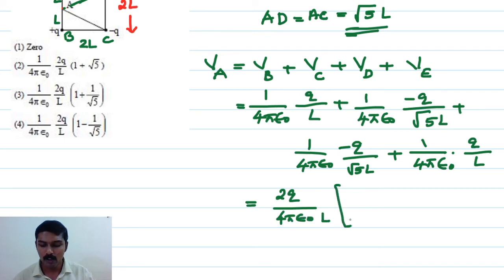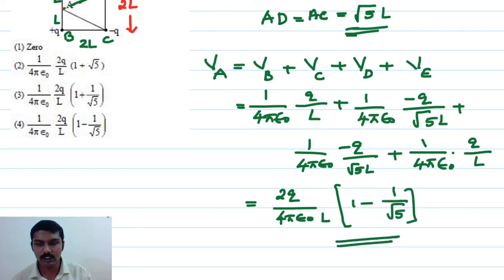You can take that common, and the remaining you will get as 1 minus 1 by root 5. So this is your right answer. Which option is the right answer? Definitely the fourth option is the right answer.